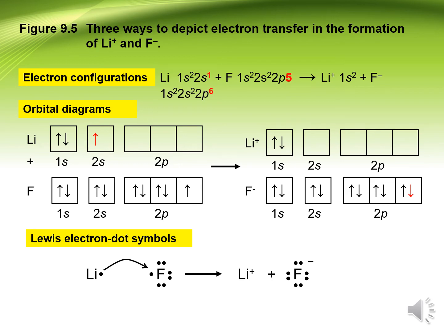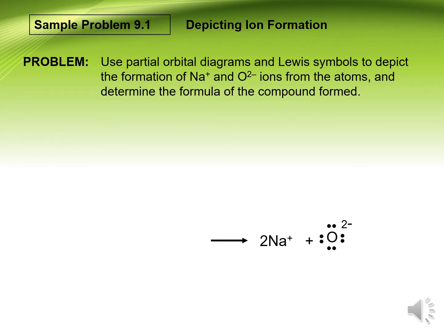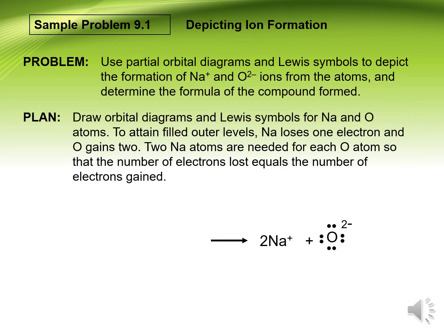This example shows it using an orbital diagram. And you can also show the electron transfer by Lewis electron dot symbol. This is an example of a question that requires you to show the transfer of electrons from metal to non-metal to form cation and anion using orbital diagram and Lewis symbol.